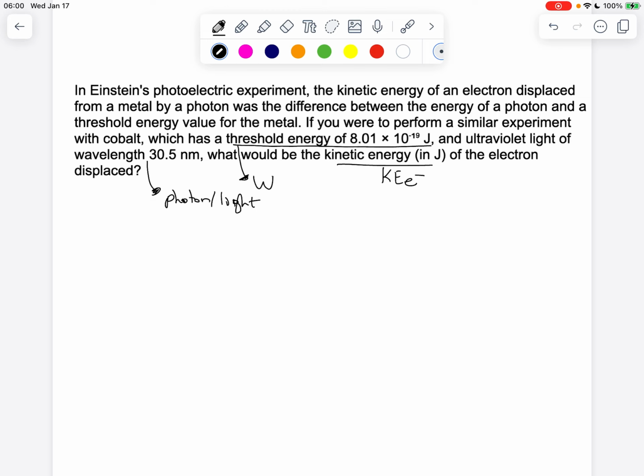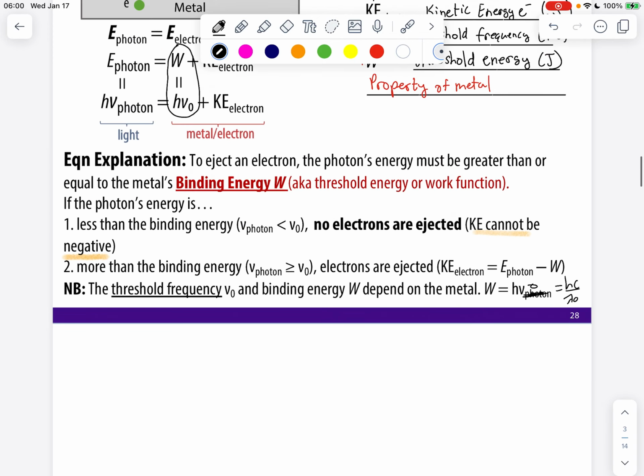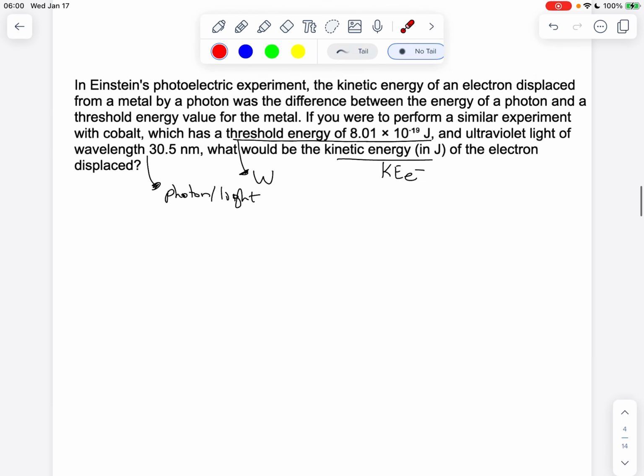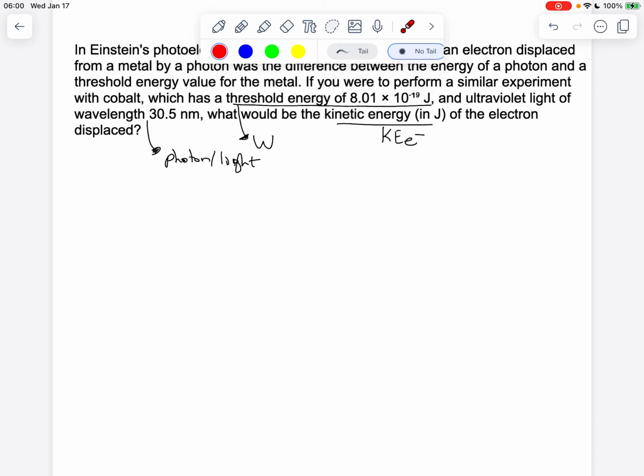And again, we have two versions of the equation for the photoelectric effect from our previous equation sheet. E photon is W plus Ke electron, or this version down here. Since we're given W, maybe it's easiest to just use this top version of the equation. E photon is W plus kinetic energy of the electron. Again, we're given W, we're solving for Ke.